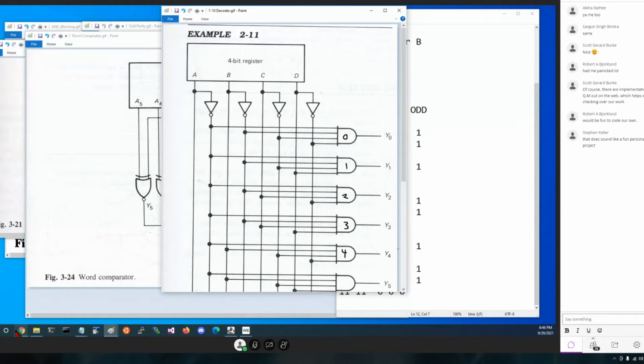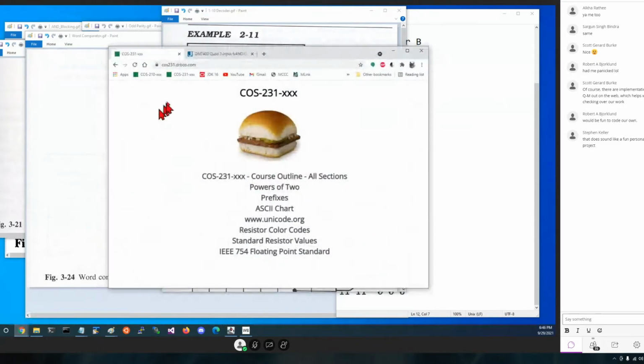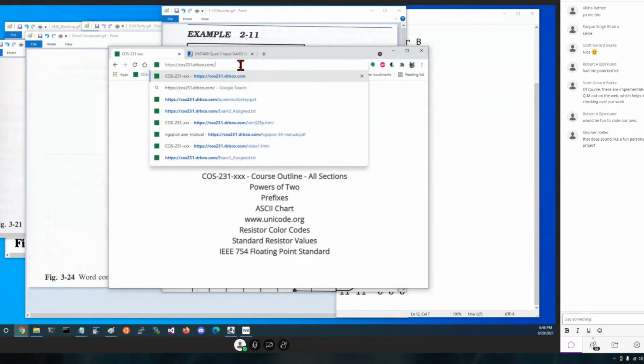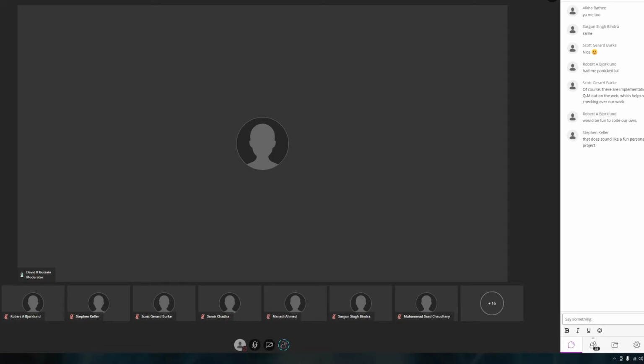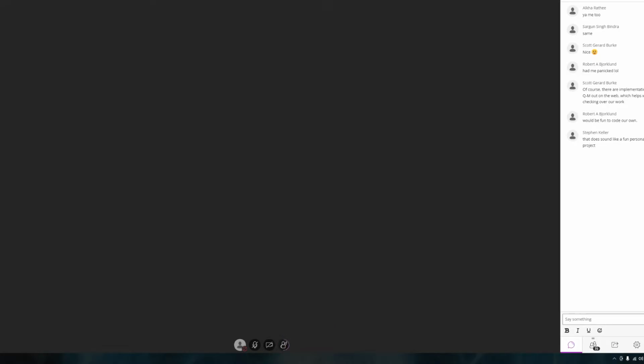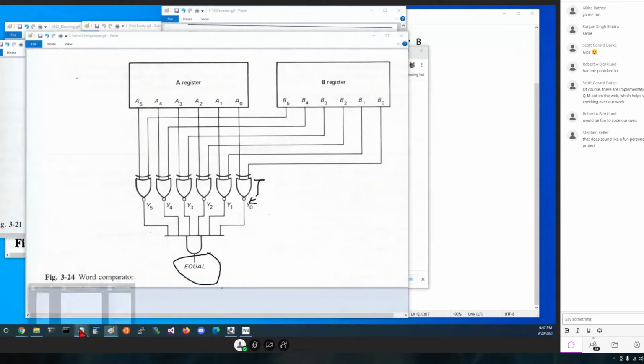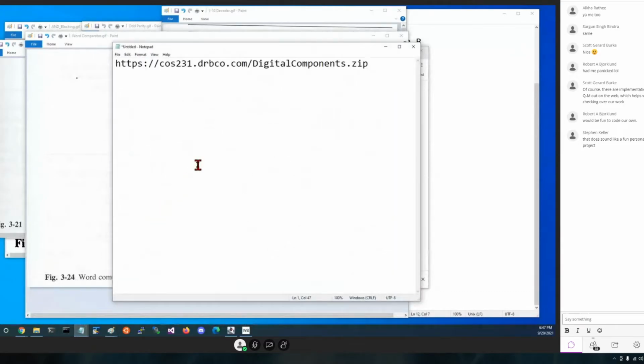If you go to the website and go / digital with a capital D, components with a capital C, .zip, and make sure that's the right name. You go to that spot, you'll download those files I just showed you. You should do that. Give me a green circle when you have it downloaded.